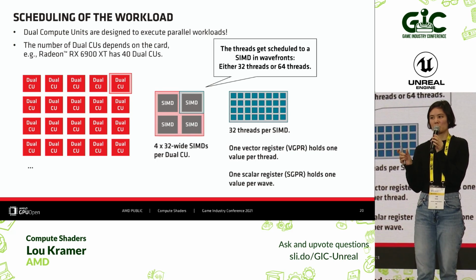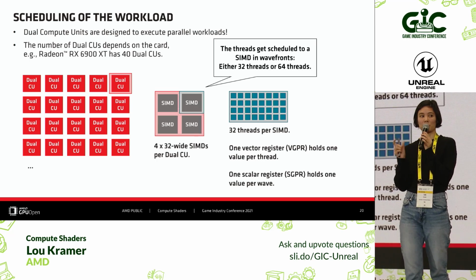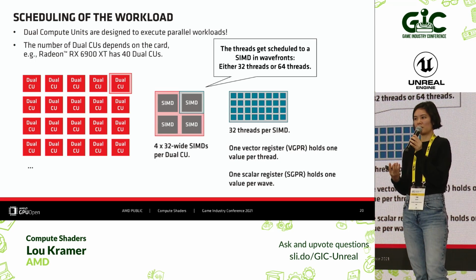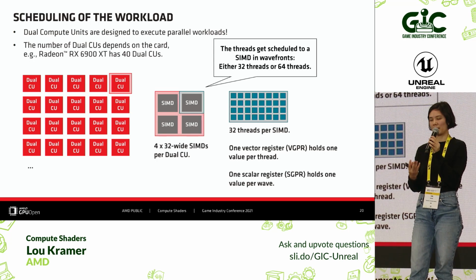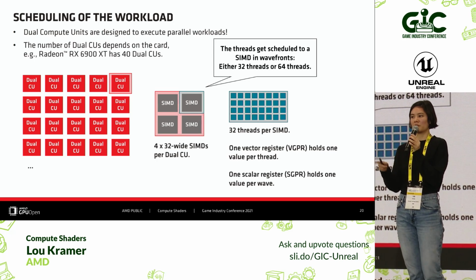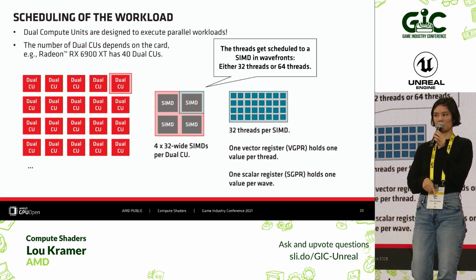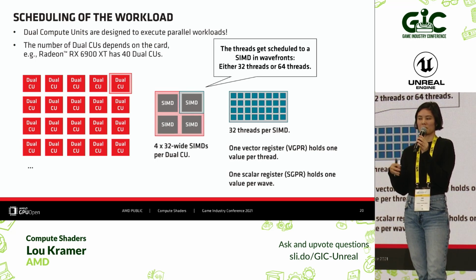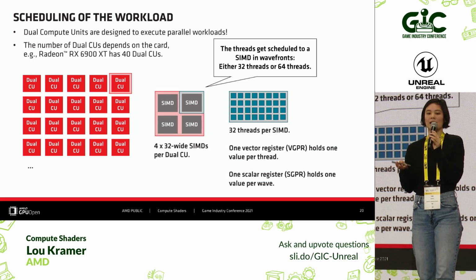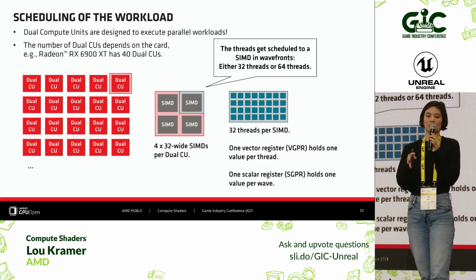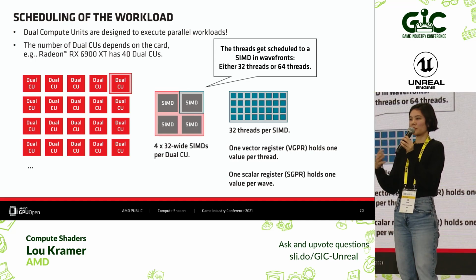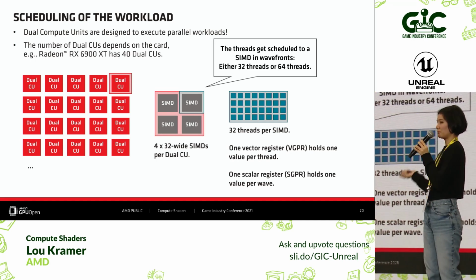And then the threads within the thread group get scheduled in wavefronts. And on RDNA 2, the wavefront can have either a size of 32 or 64. So that means if we have a thread group of 64 threads, we know all these 64 threads end up on the same dual compute unit. But if you're running in wavefront 32 mode, which is kind of the native way, then it can be that the first 32 threads end up in one SIMD, and the other 32 threads end up in the other SIMD.